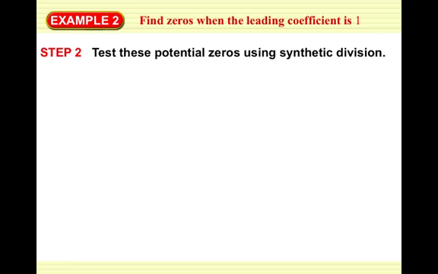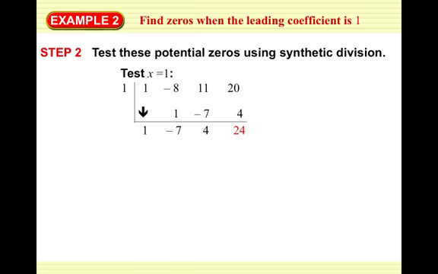All right, we're going to test these potential zeros using synthetic division, and we're going to look for ones that give us a remainder of 0. So if we test 1, just as a reminder, you bring down the 1, and you multiply it by the x value of 1 to get 1. Then you add: negative 8 plus 1 is negative 7, times 1 is negative 7, 11 plus negative 7 is 4, 4 times 1 is 4, 20 plus 4 is 24, which is not 0, so we do not have a 0 at x equals 1.